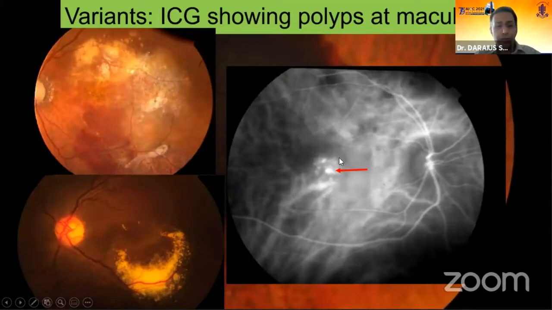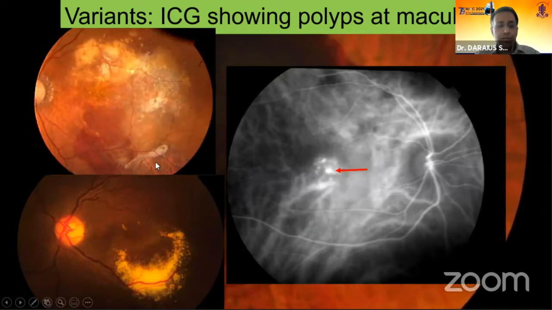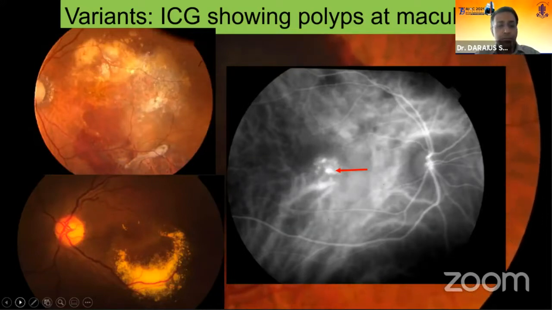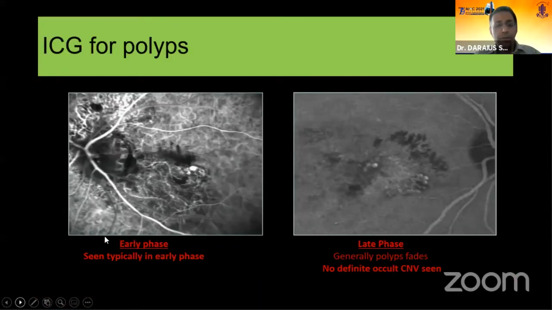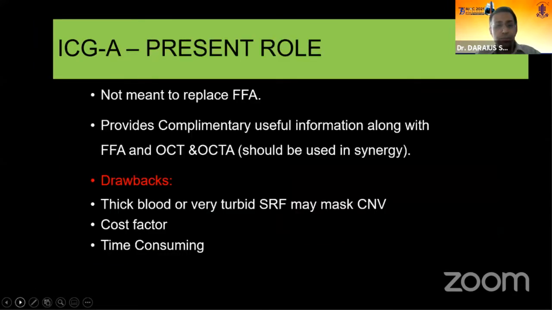This is the most useful part of it. You can see the polyps beautifully on the ICG angiography. And these are some of the clinical features which will make you suspect the polyps. And this is the ICG done for it. When you have polyps, you can see them typically in the early phase, and in the late phase, they generally fade away, as you can see in this picture.